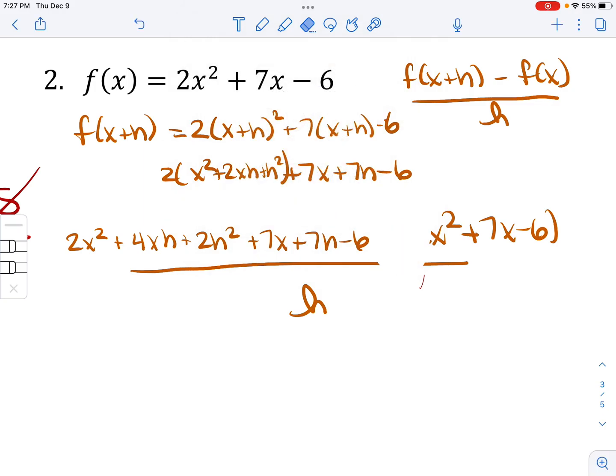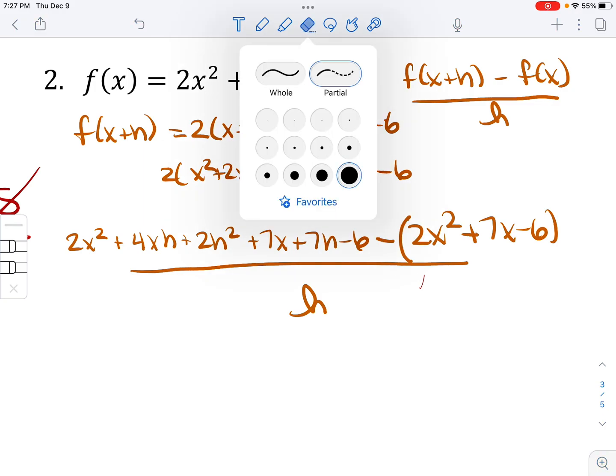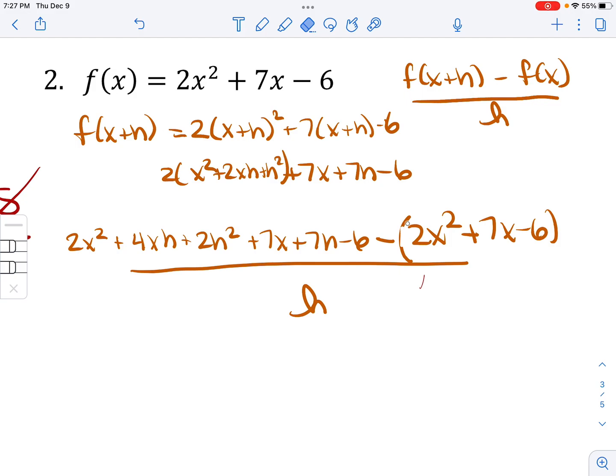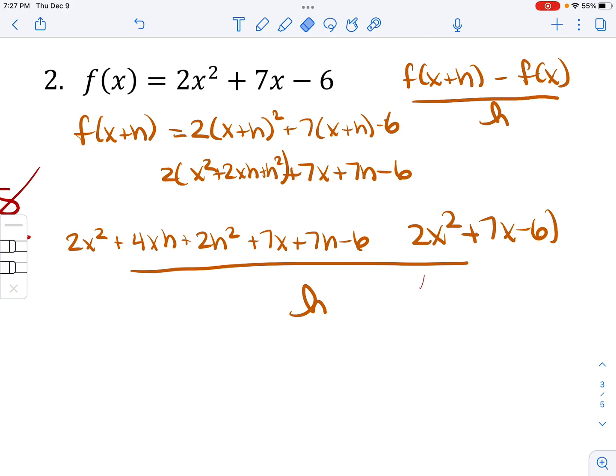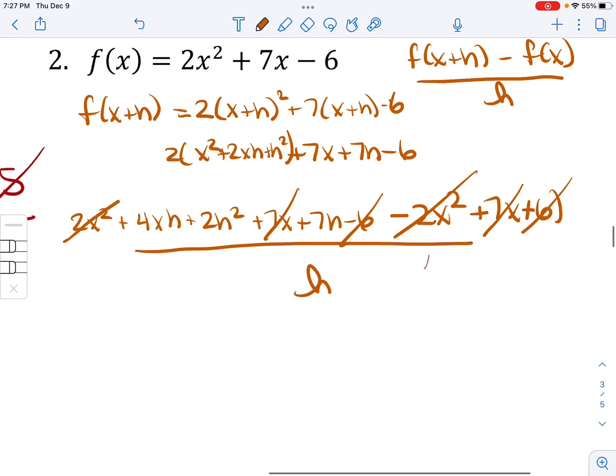Okay, that was not helpful. So negative 2x squared, positive 7x, minus 6, and then hopefully some things cancel out. So the 7x's disappear. Oops, that was supposed to be plus 6. Okay, so that canceled out as well.